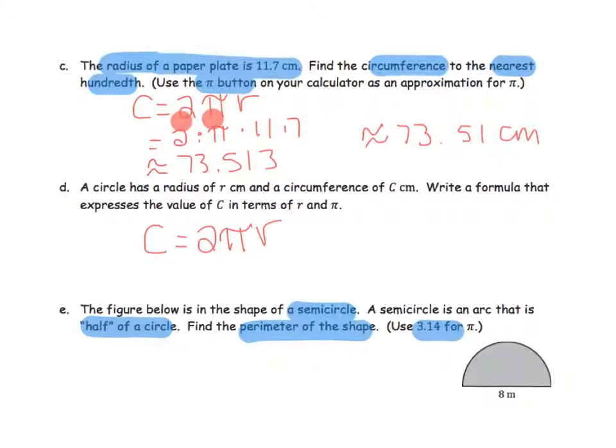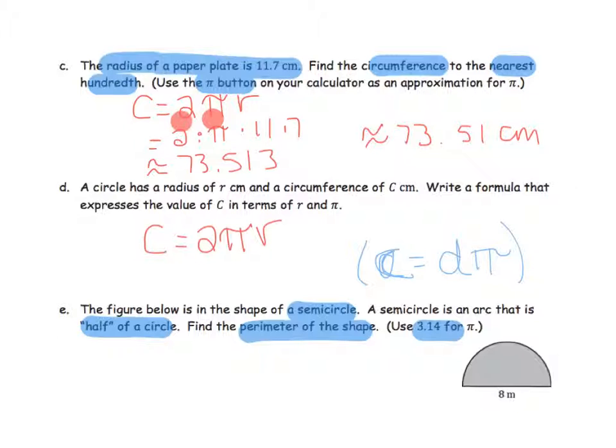All right, this we've already done together. The circumference equals 2 pi r. We also know that if we're given the diameter, we can use the circumference equals the diameter times pi. Those are two different ways.